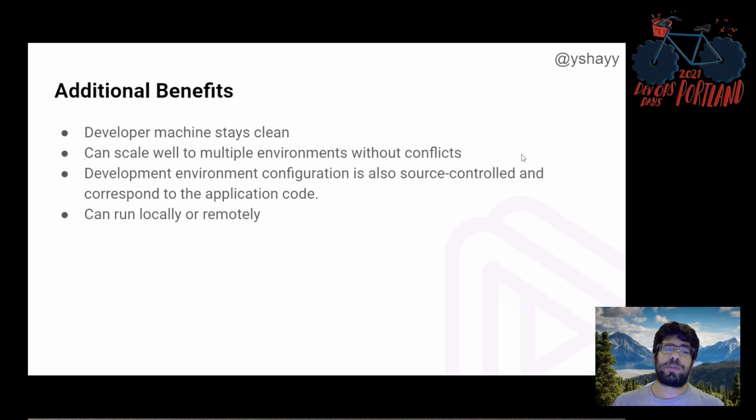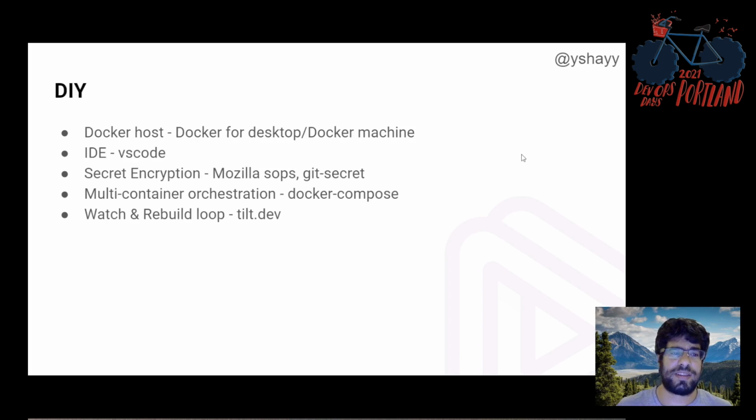We can scale to multiple environments without conflicts because we can have different repositories and different projects running their own development containers. And the development environment configuration is also source controlled and corresponds to the application code, which means we can easily run an older version of the app. And it can run locally or remotely because it's containers.